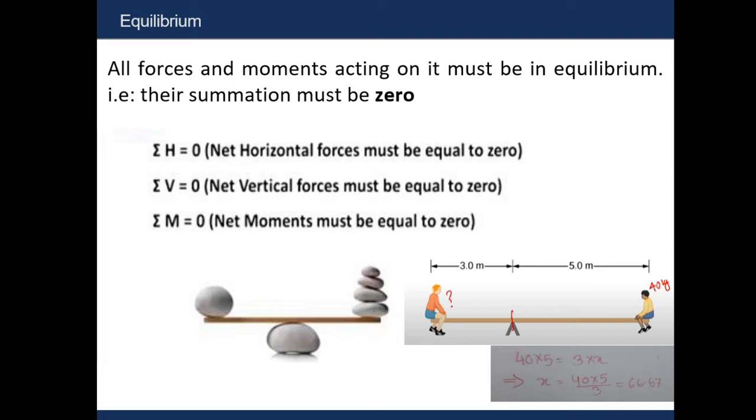These three equations start with the summation of horizontal forces, or summation of H equals 0. Sometimes we might say summation of Fx equals 0 also. Both are correct. The second one is the summation of vertical forces, or the net vertical force must be 0. And the third one is the summation of moments, summation of M equals 0.